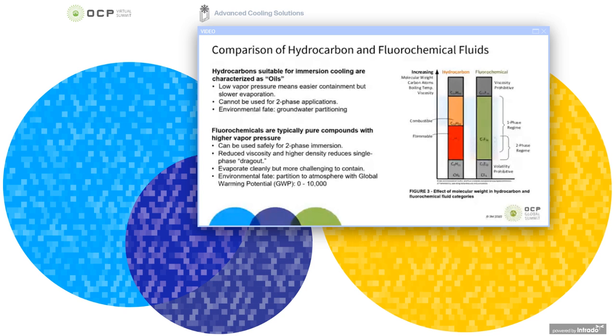But it also means that there's less drag out when the hardware is removed from the tank. There's less fluid clinging to the part. And because the fluid has a high vapor pressure, it evaporates pretty quickly and cleanly, making it a lot easier to use.